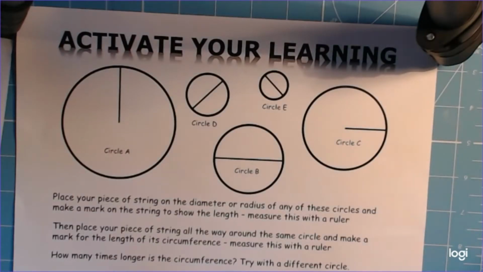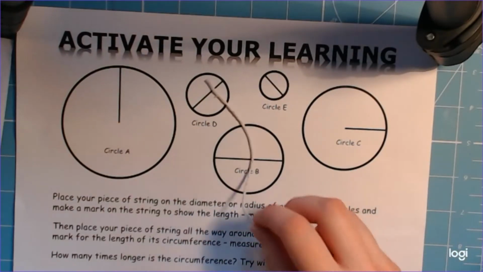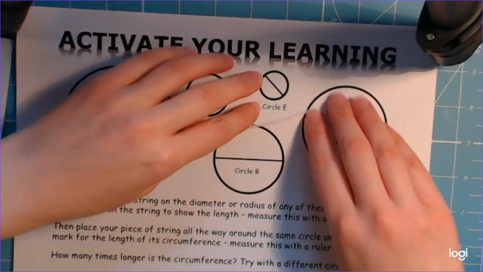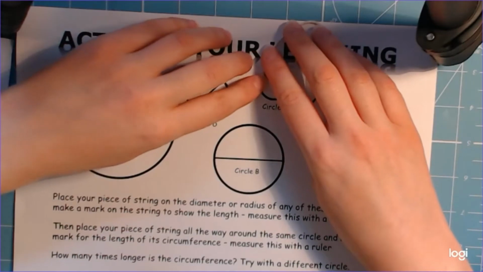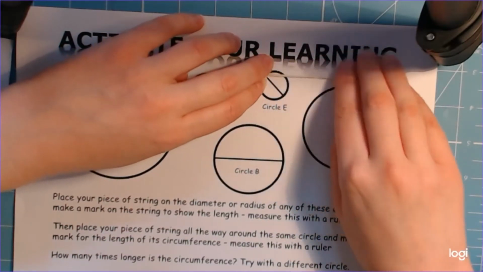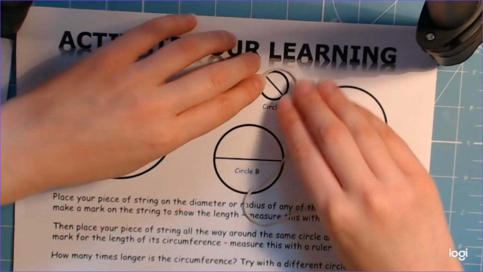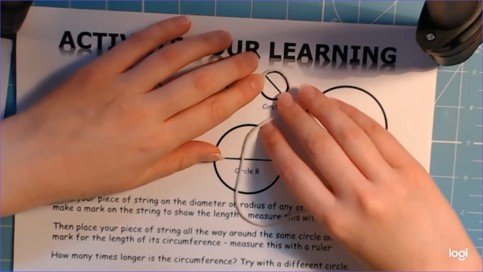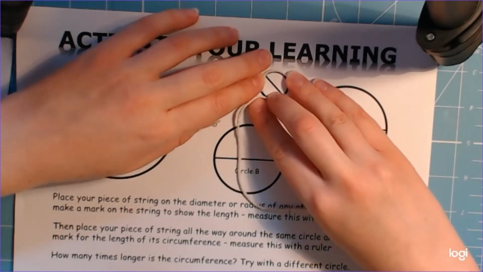So I've used a piece of string. Use whatever you can get your hands on. A bit of ribbon or something will do the job. Can't use a ruler because we can't bend it. Unless you've got one of those bendy rulers, actually. I've seen some people with those. It might work. And I'm just going to lay this all the way around the edge of the circle.